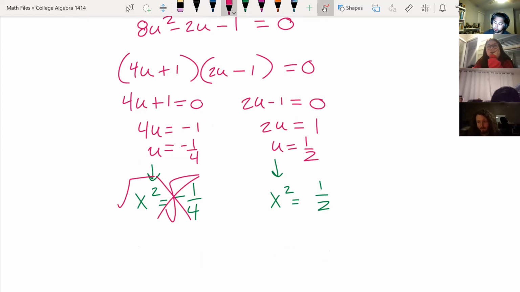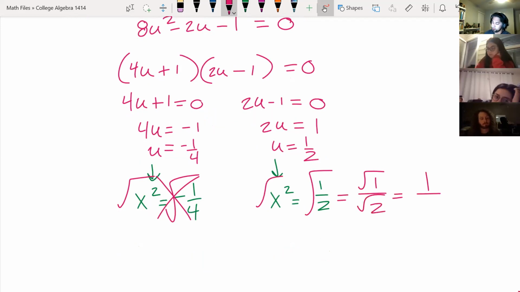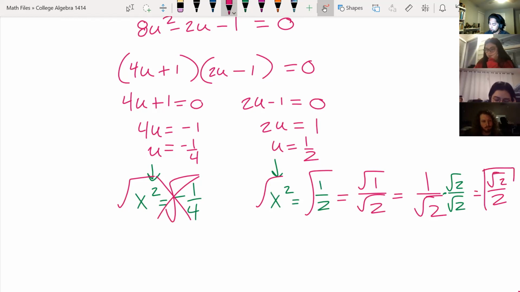And then for this one, you square root both sides. That becomes square root 1 over square root 2, which becomes 1 over the square root of 2. But you can't leave it like that. You have to rationalize it, which means you would multiply it by square root 2 over square root 2. And your final answer would be the square root of 2 over 2. Got it. Thank you. There you go.